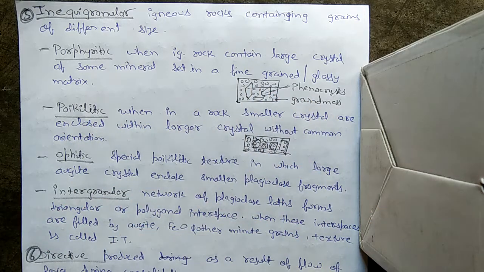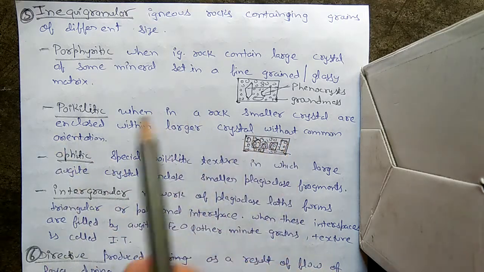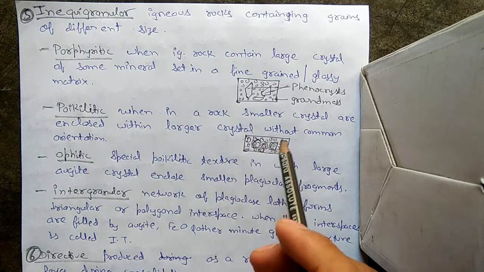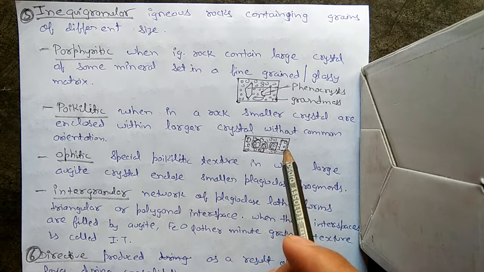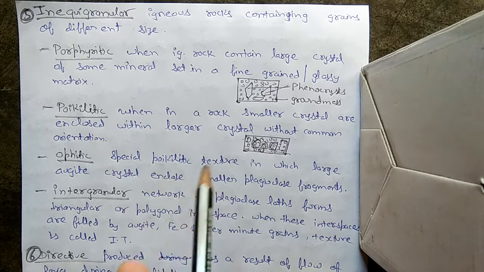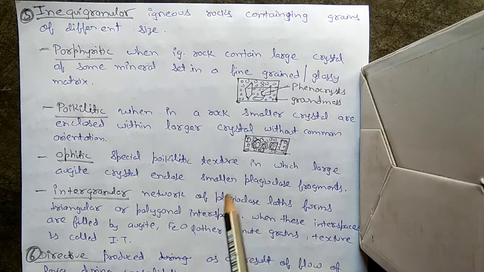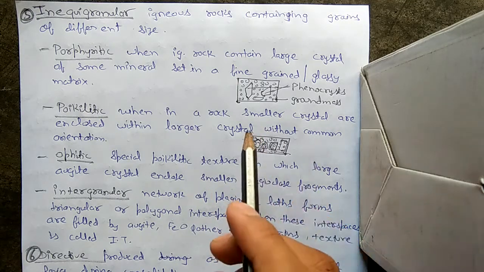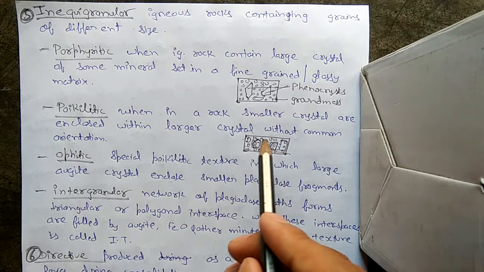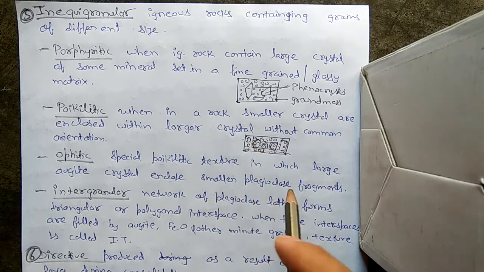What is poikilitic texture? When in a rock smaller crystals are enclosed within large crystals without common orientation, then the texture is called poikilitic texture. Suppose this is a rock and these are large crystals, and inside them we can see smaller crystals that are enclosed by these large crystals. What is ophitic texture? A special poikilitic texture in which large augite crystals enclose smaller plagioclase fragments. Suppose this is a rock, and the large crystals are of augite, and they are enclosing the small crystals of plagioclase. So the texture will be called ophitic texture.